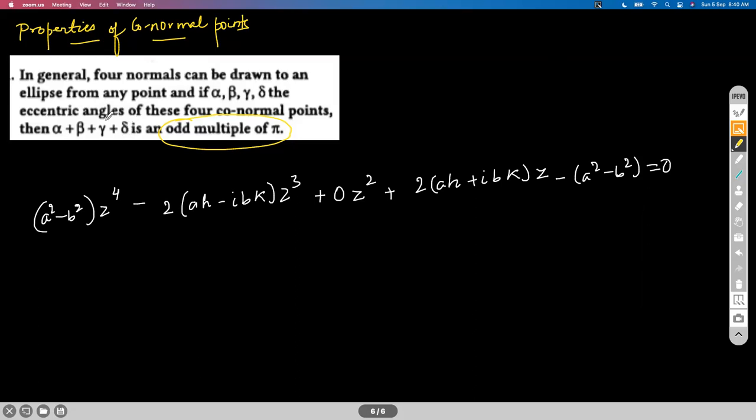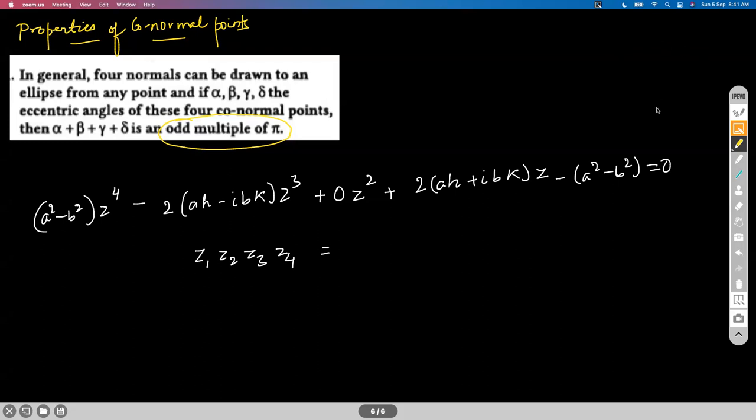If you want to add the arguments of a complex number, what do you do normally? Tell me, go back to your class 11th days and tell me, if arguments are to be added of complex numbers, what operation should happen between them? You need to multiply them, right? Correct. So if I ask you, what is the product of the roots of this particular biquadratic equation in Z, what will you say? Minus B by A, C by A, D by A, minus E by A, right?